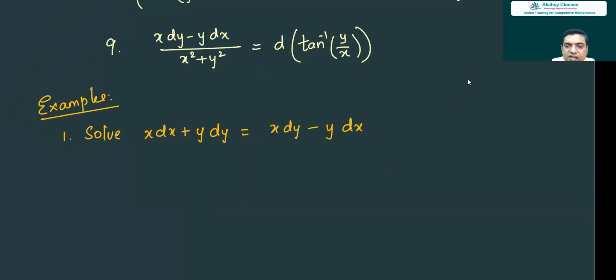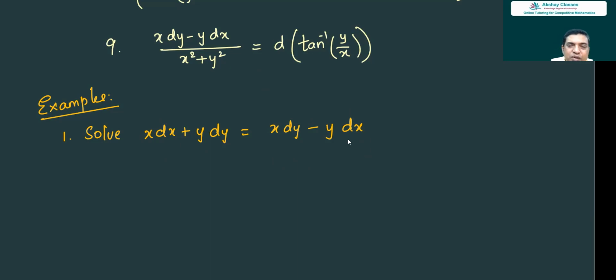Now the left hand side is an exact differential, half of the differential of x square plus y square. This is an exact differential. This is not: x dy minus y dx. If it was plus, it would be an exact differential.